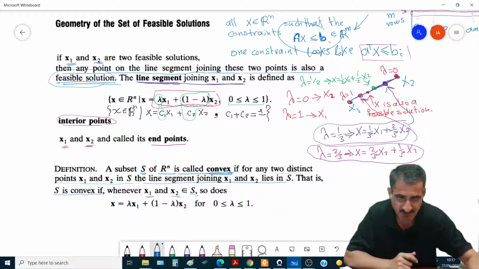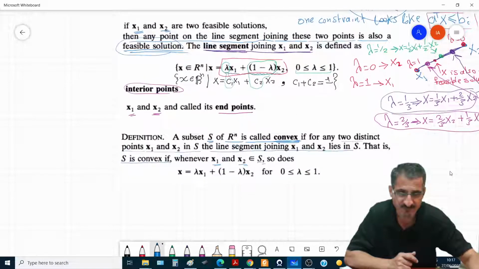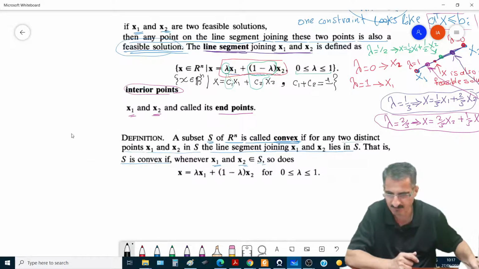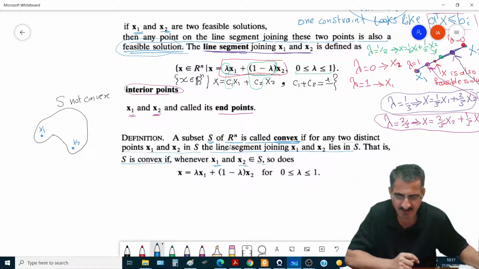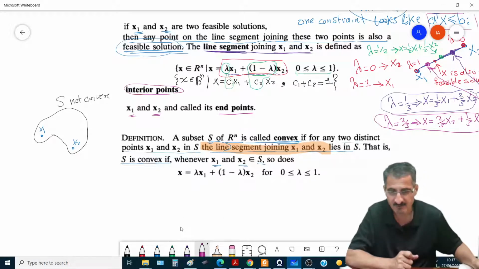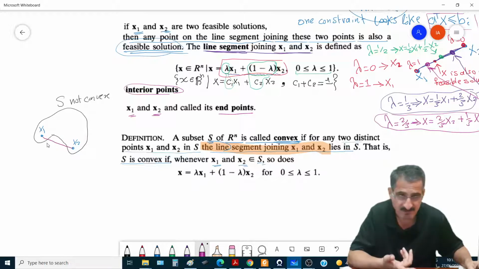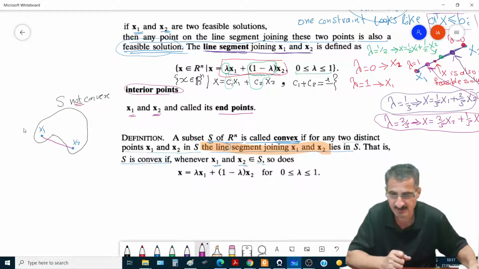To make that clear, let me show you a set which is not convex. For example, this set S is not convex. Why? Because we have two points. We can choose this to be x1 and this to be x2. Now it says here, if the line segment joining x1 and x2, so let's make a line segment joining x1 and x2. This is the line segment. Oh, it's not inside S. It's not totally inside S. That's why it's not convex.